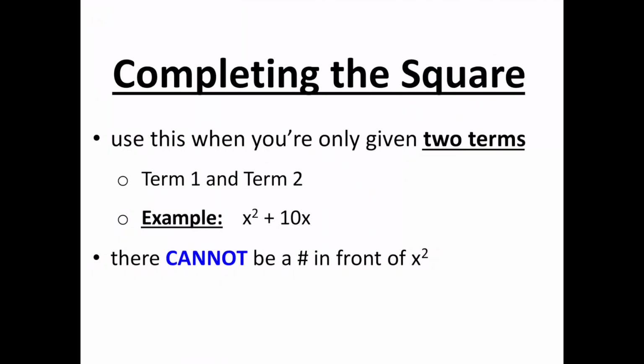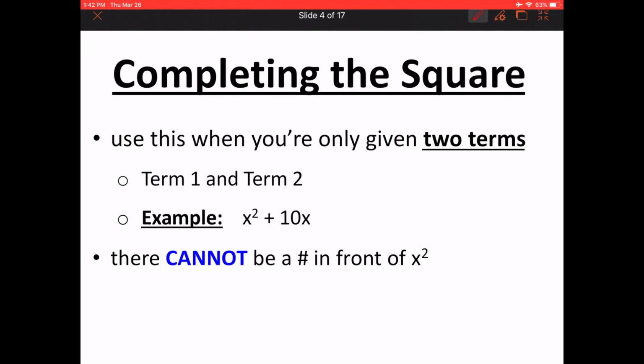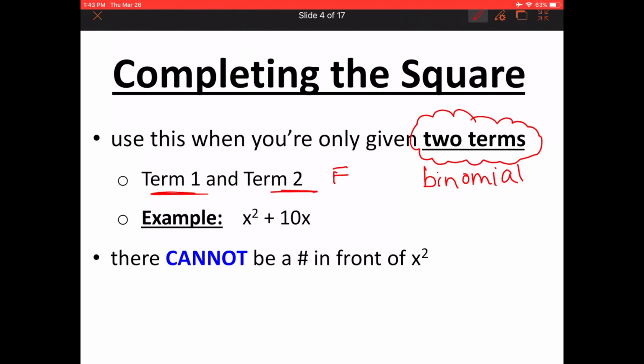In order to complete the square, we are going to be using these properties of our perfect square trinomial. And you're going to be asked to complete the square when you are only given two terms. And remember, two terms, we refer to that as a binomial. So that's why you're going to start with a binomial and you want to end up with a trinomial. So you're only given term 1 and term 2, and you want to find what that term 3 is going to be. So that's going to be our goal, to find term 3.